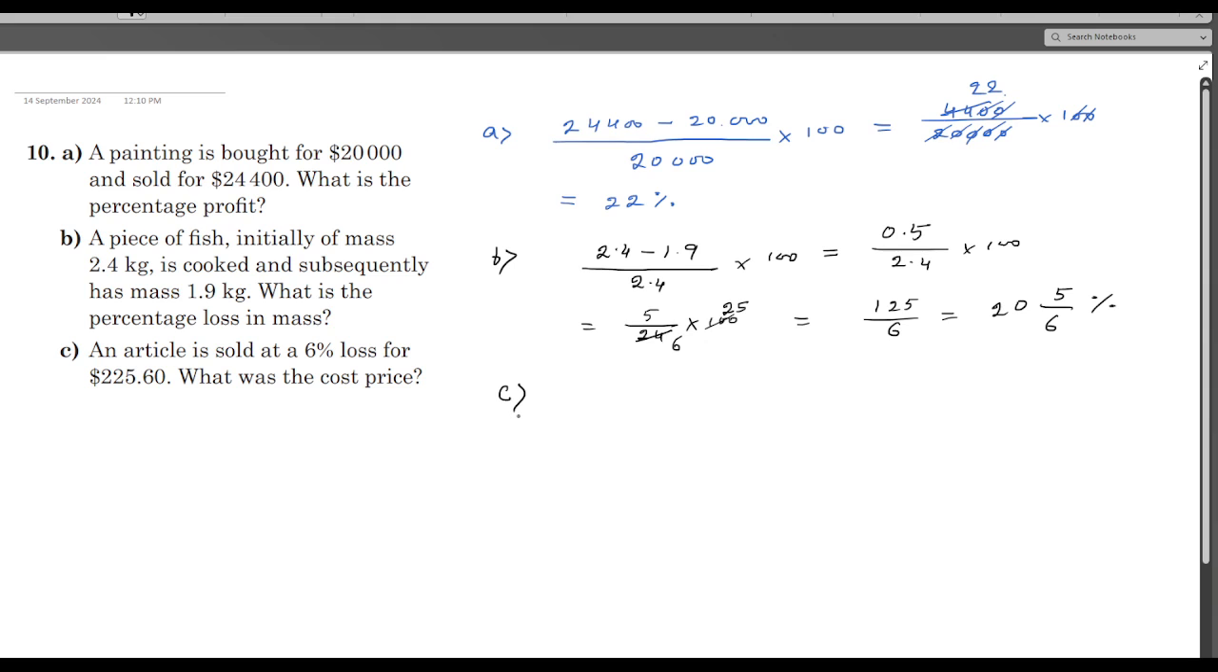Now see, an article is sold at 6% loss for $225.6. What was the cost price?